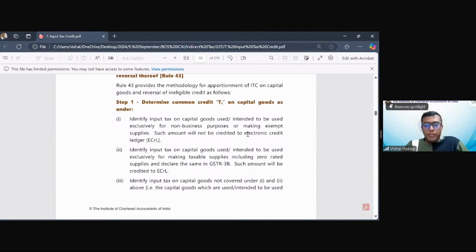Now, capital goods, as you will understand and accept, is a one-time cost. It will not happen every month. It will happen only after some period of time when you again buy some capital goods. Now, in this particular case, whenever there is capital goods ITC, what you have to do is find out of, let us say you have 10 assets. Capital goods means you have 10 assets. You have different types of machinery, furniture, which are eligible.